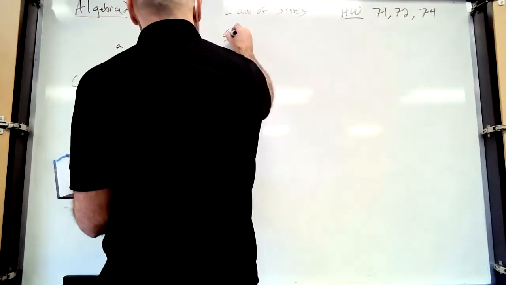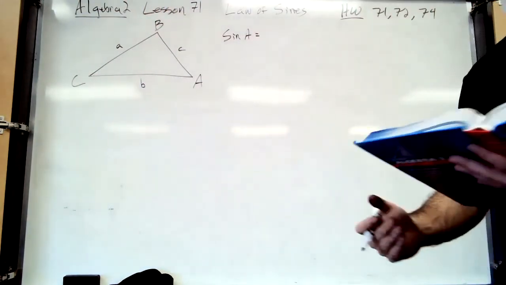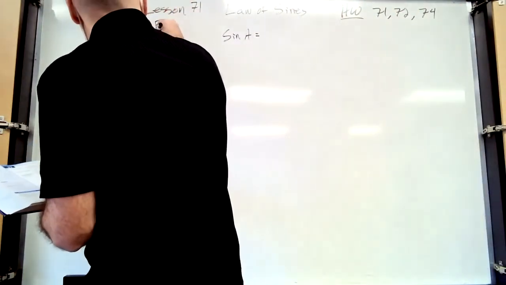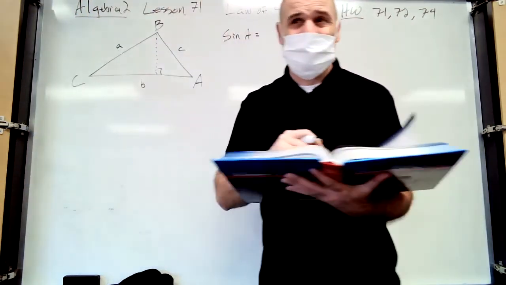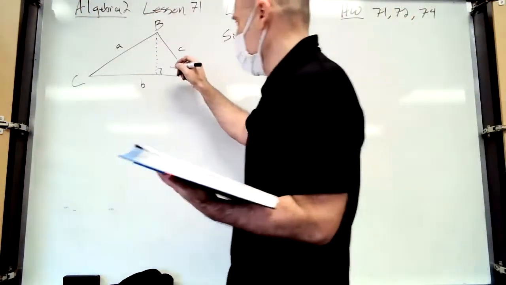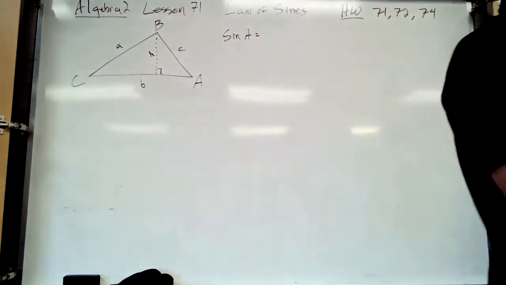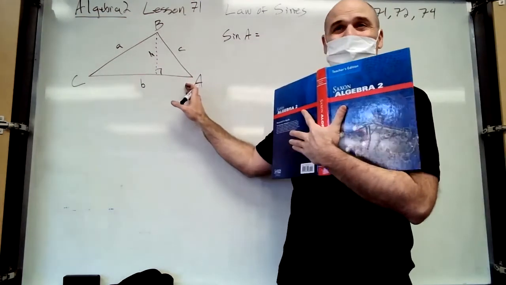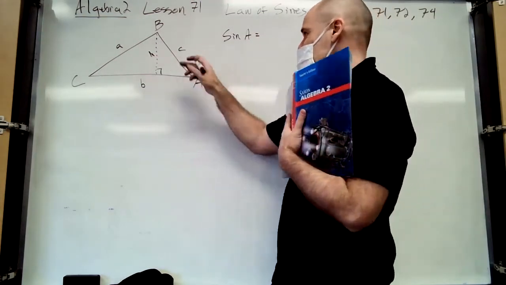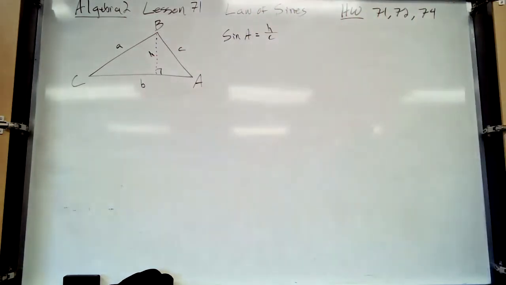What's the sine of A? Well, you don't know because that's not a right triangle. But if I drew a line here, the height of the triangle, we'll call that H, which is kind of confusing because that's not a hypotenuse, okay? In this case, what's the sine of A? H over C, right? Opposite over hypotenuse. Good.